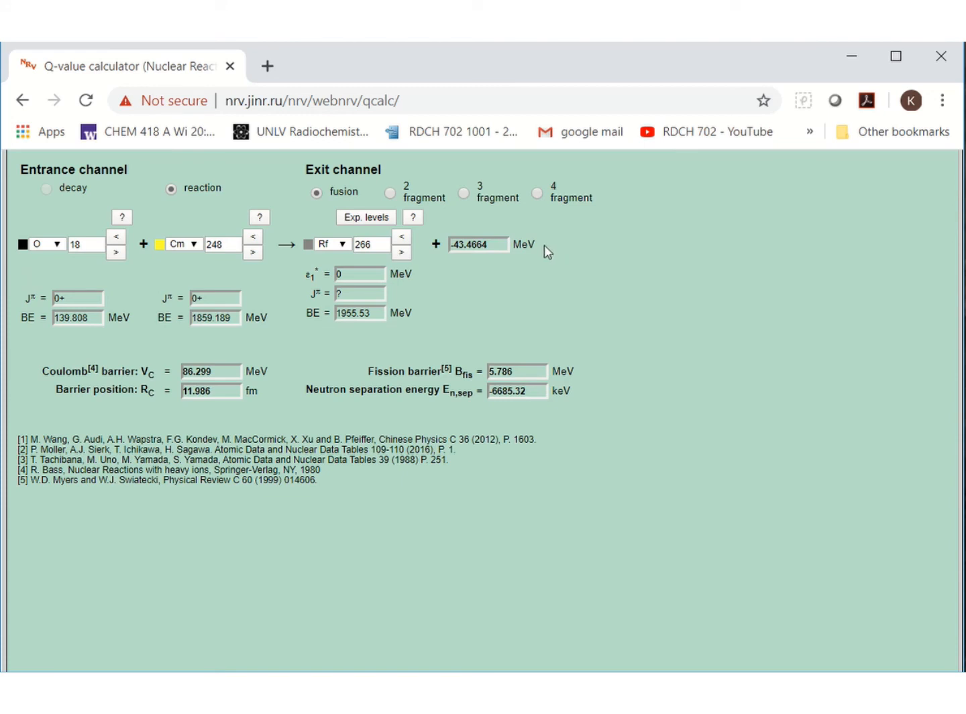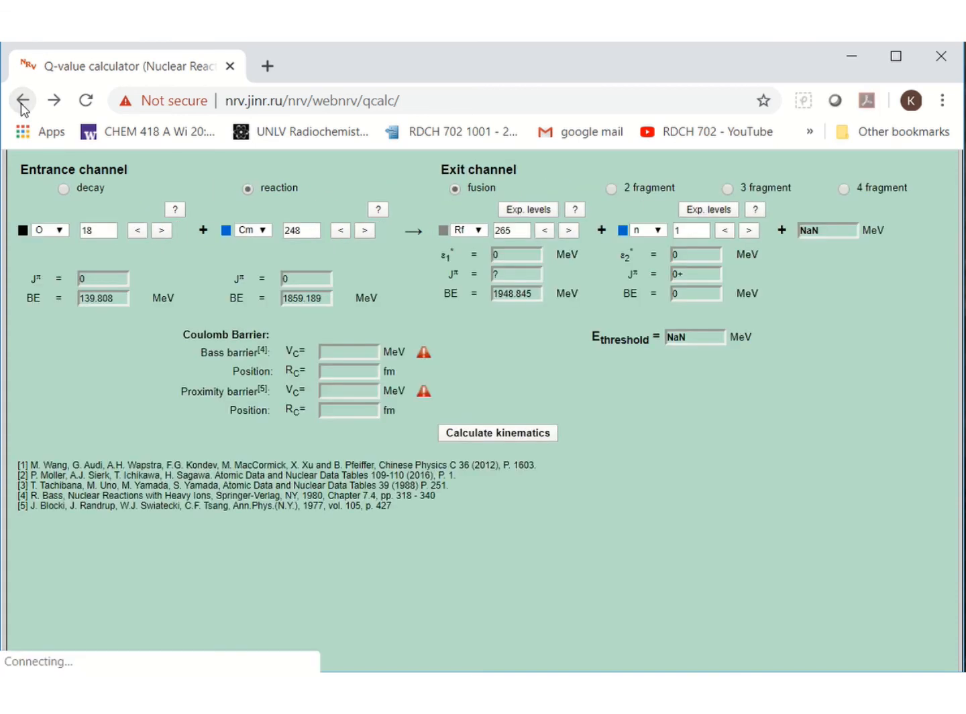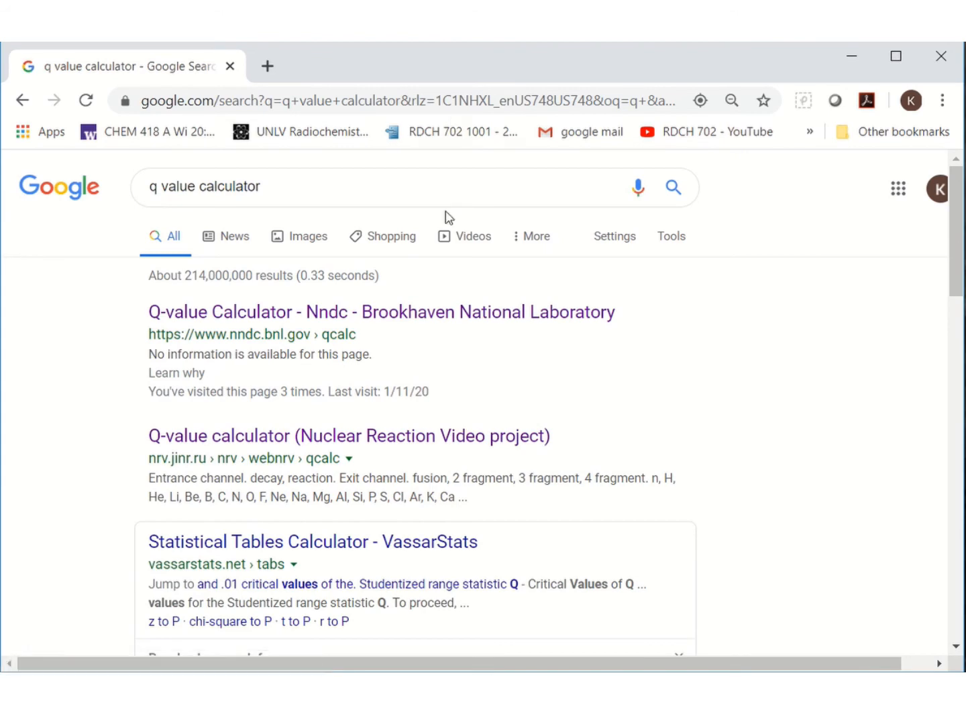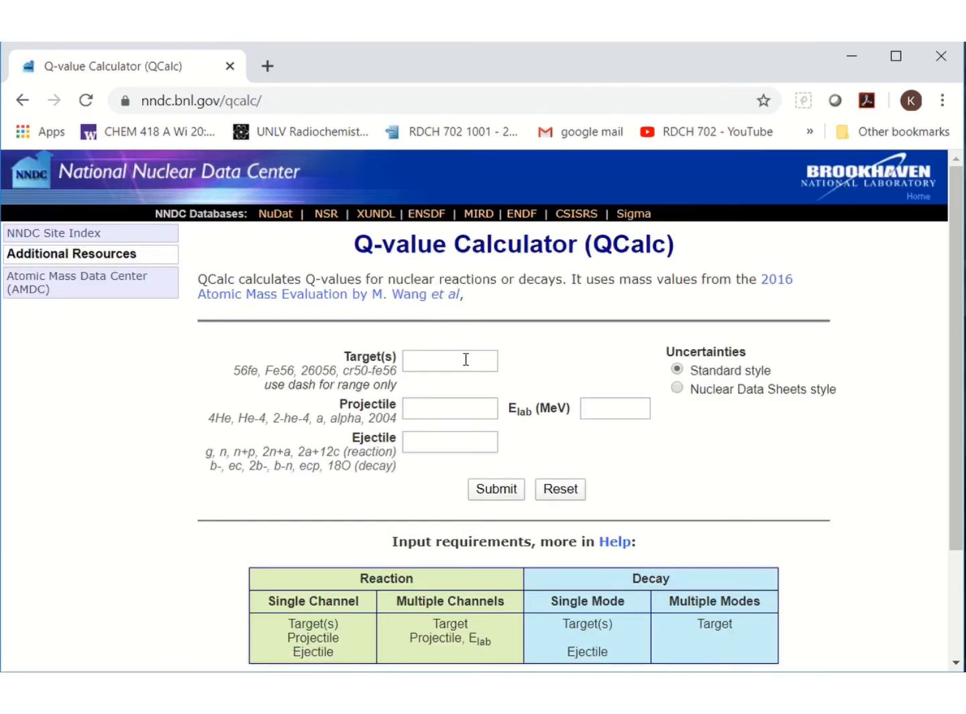But what this shows you is that these Q value calculators can be used to describe any reaction one is interested in. And for the course, you're more than welcome to use the Q value calculators for any exercises, including the exams that call for them. So let's try to make the one that I did in graduate school. My target was curium-248. My projectile was oxygen-18, and I made rutherfordium-261. I'll submit that.